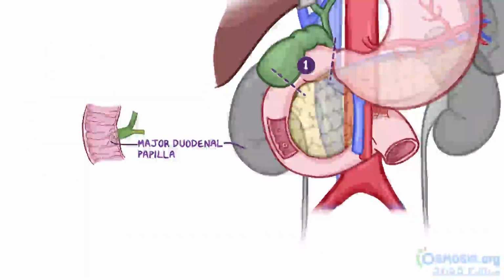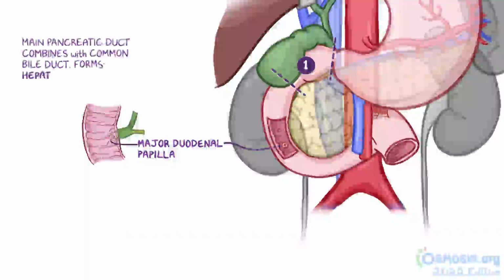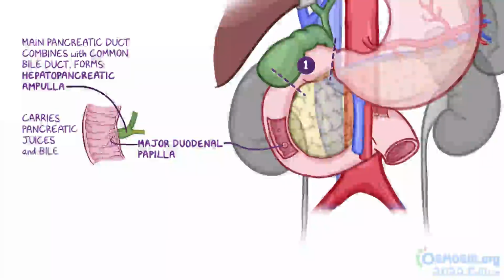If we open up the second part of the duodenum and look inside, we can see the major duodenal papilla on its posteromedial wall. That's where the main pancreatic duct combines with the common bile duct to form a hepatopancreatic ampulla, which carries the pancreatic juices and bile to the duodenum.